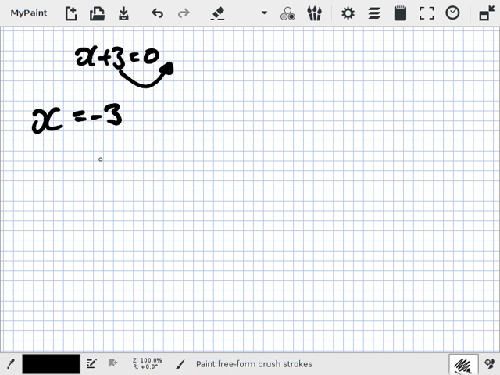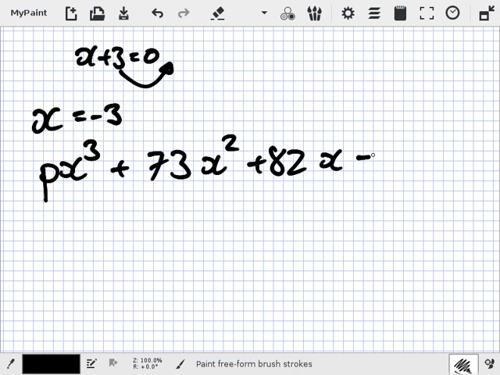Okay, can you read this? Just read this out to me. What is it? Px cubed plus 73x squared plus 82x plus q. Okay, good. Now, what do I do next?